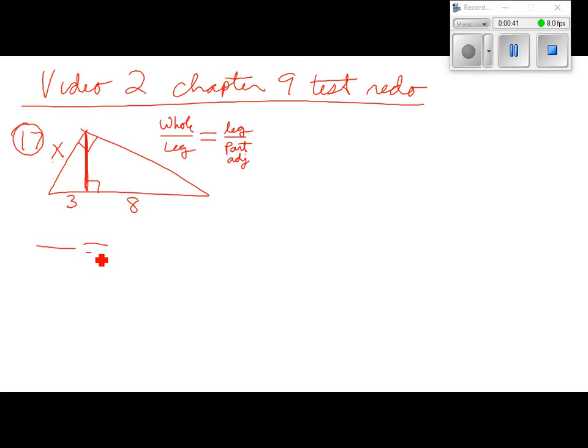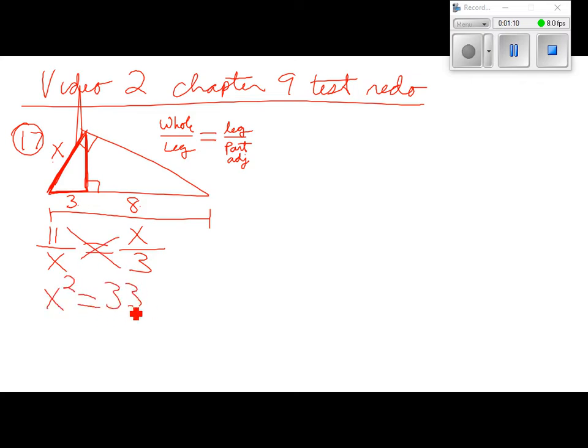So I go to set up my proportion, leg goes here, leg goes there, that's x and x this time. The whole hypotenuse, well, this whole thing, they didn't tell it to us, but we can find it just by adding 3 plus 8. That's 11, that goes on top there. The part of the hypotenuse that's adjacent to that leg that we're looking for is that 3 right there, so that goes on bottom. We cross multiply, you end up with x squared equals 33.